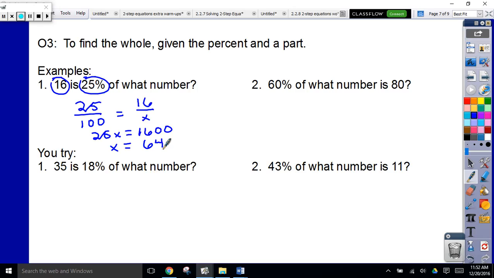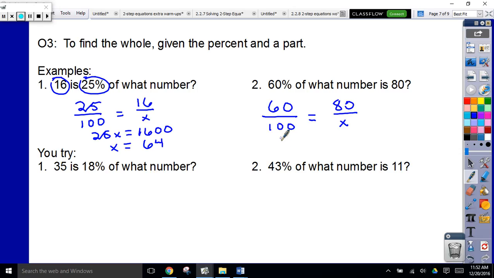And number 2, Max, can you tell us how you think you would set that one up? 80 over 100. No, the percent is what goes over 100, and 80 is not our percent. 60 over 100. Good. Equals 80 over. Good.